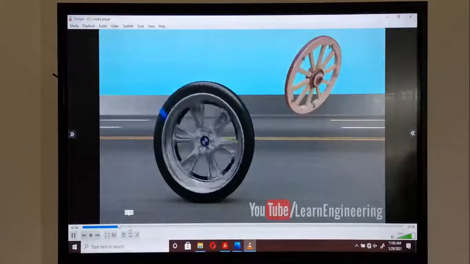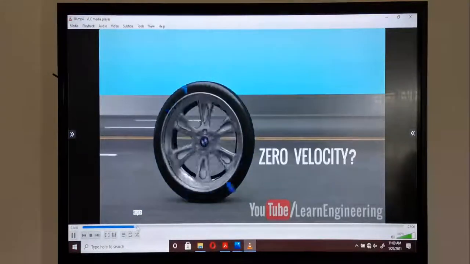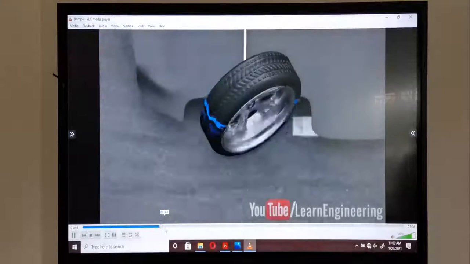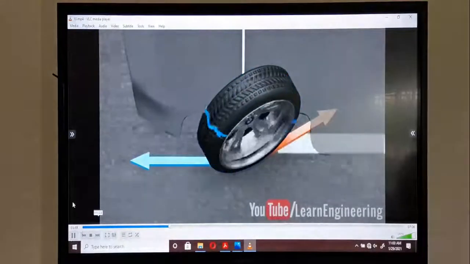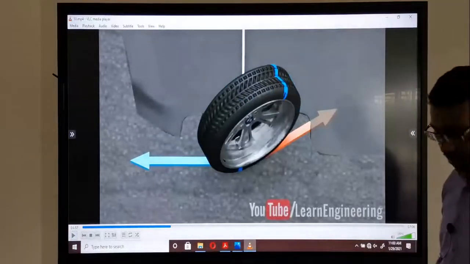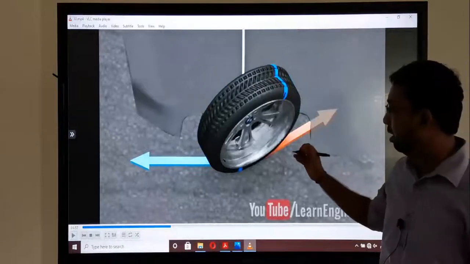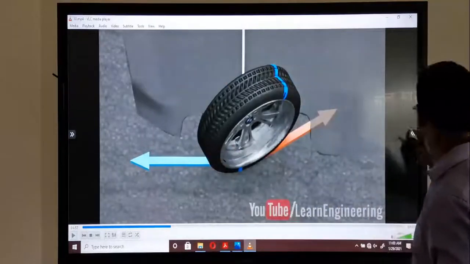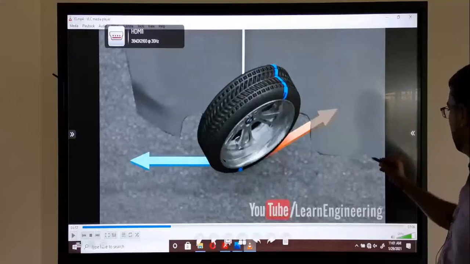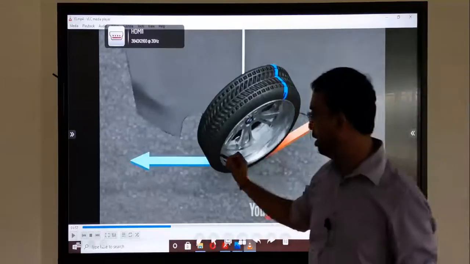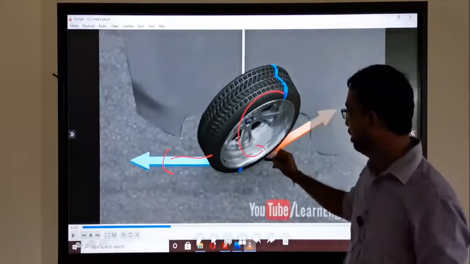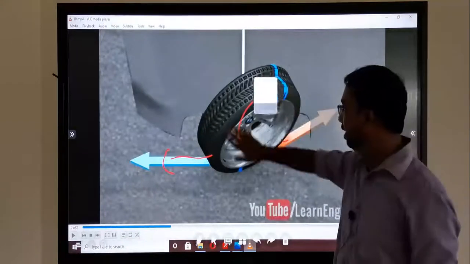I already explained this in the ABS brake. This motion I already explained. When this vehicle is turning, what will happen? The vehicle is turned. Okay, this is the translational velocity. Okay, this is the rotational velocity. When the wheel is turning, what will happen?